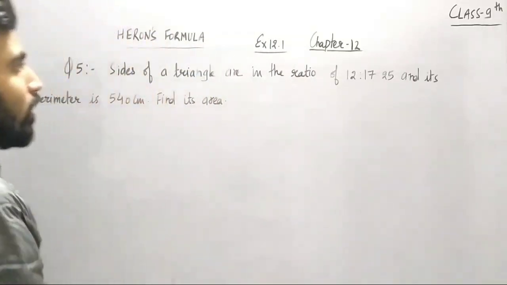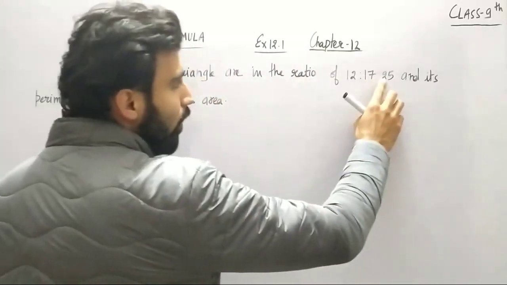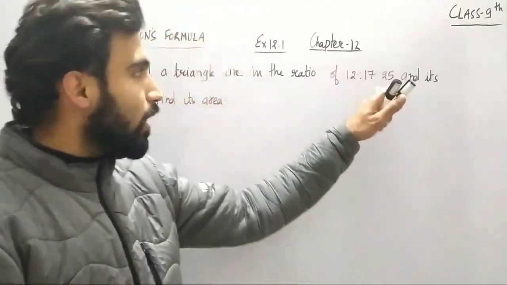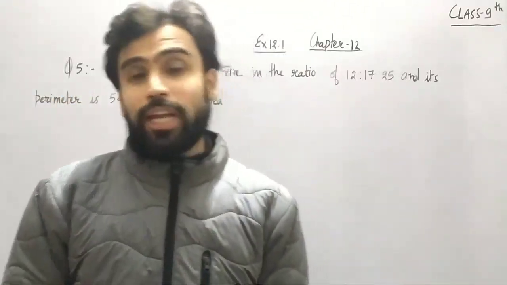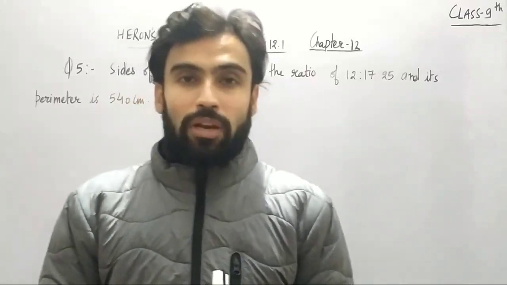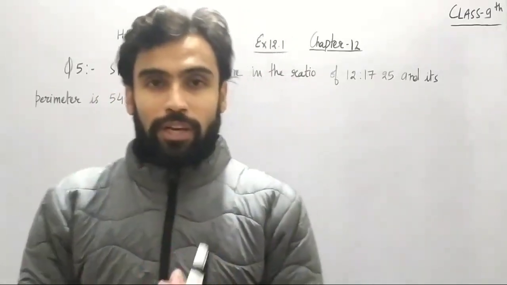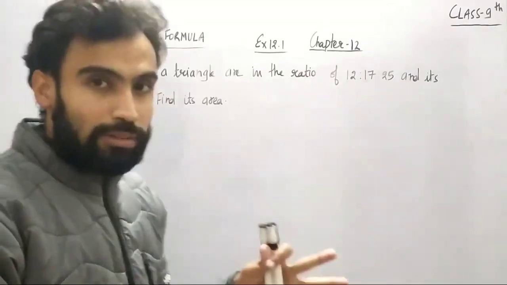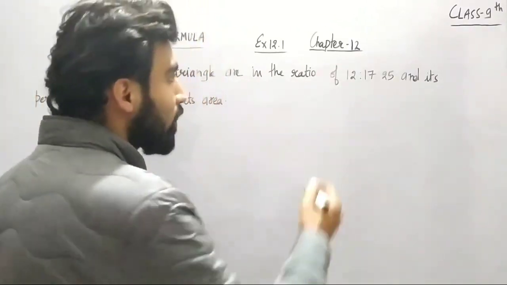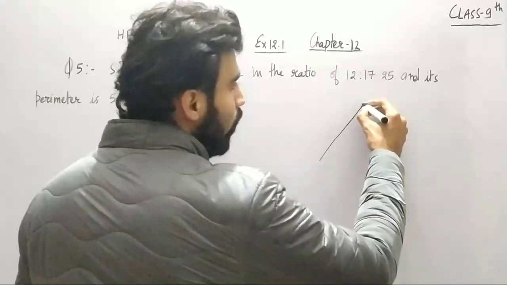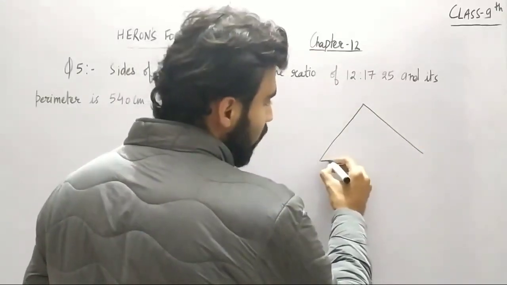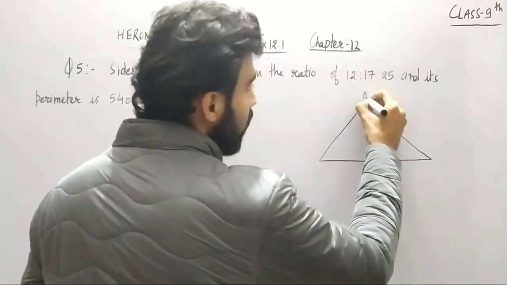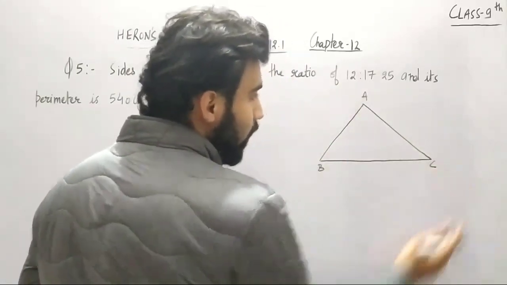So here you can see the sides of the triangle are given in the ratio 12:17:25. Now again this is kind of similar to the examples that we have done in the previous video. So I hope you understood how to solve this. Let me just recall that. So here first I draw a triangle like this. So here you can see A, B, C, right?